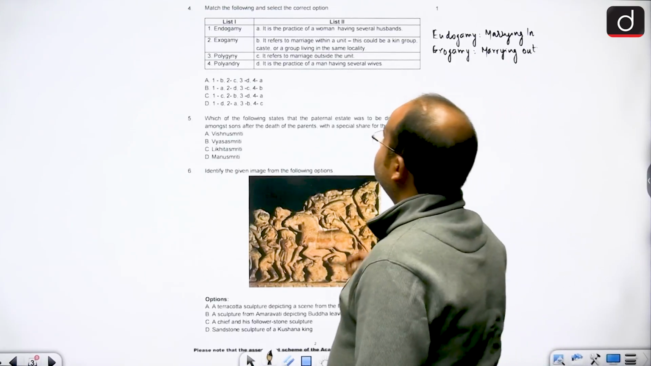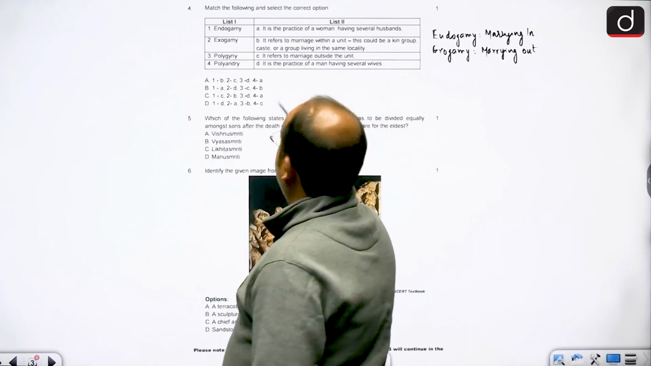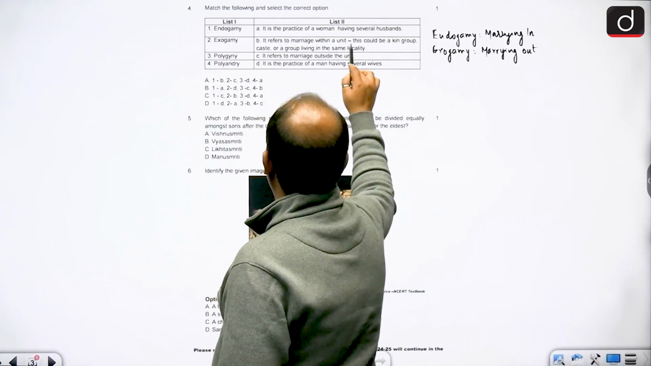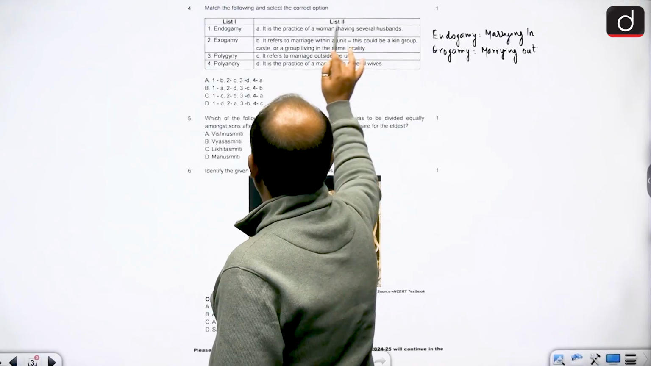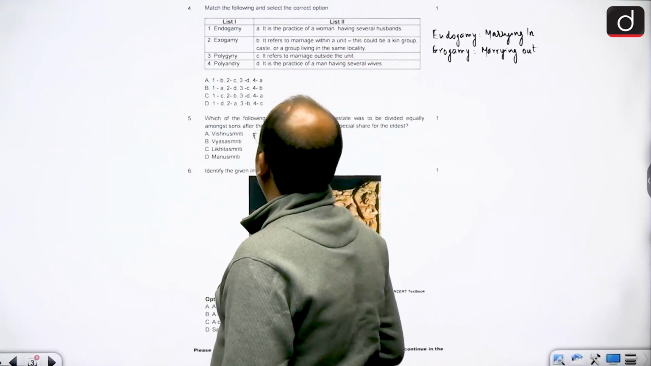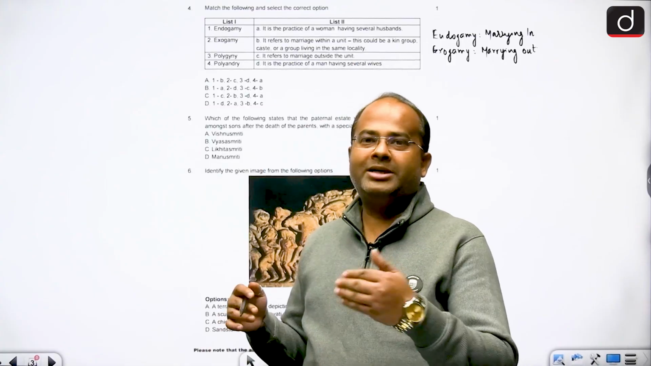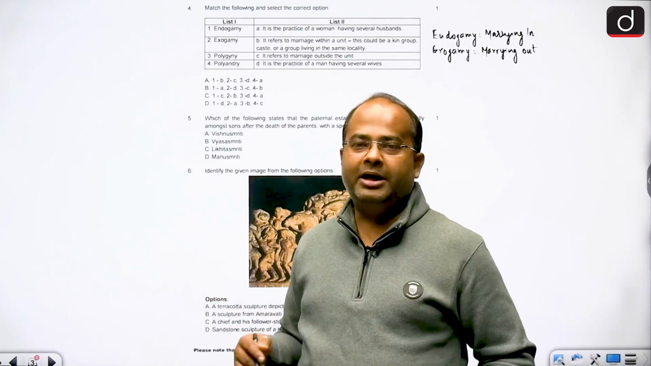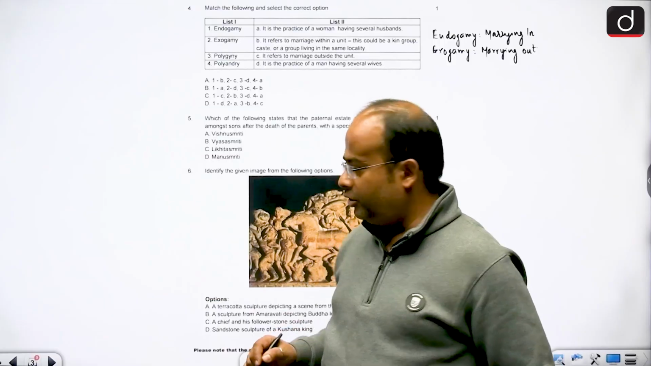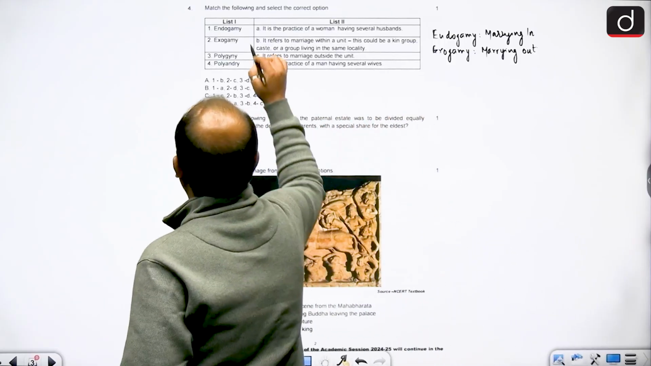So first of all guys, endogamy. Endogamy refers to marriage within the unit. This could be a kin group, caste, or a group living in the same locality. Endo means inside, so when marriage is done inside the caste, it is called endogamic marriage. So for 1 it is B.